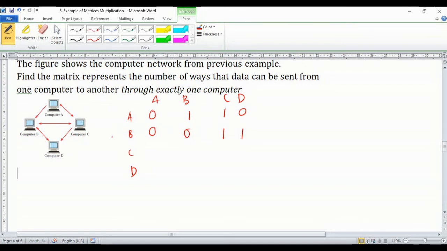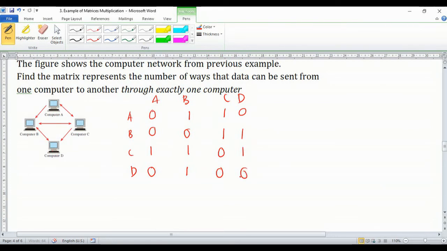C to A, it's 1. C to B, it's 1. C to C, it's 0. C to D, it's 1. D to A is 0. D to B, it's 1. D to C, it's 0. D to D is 0.